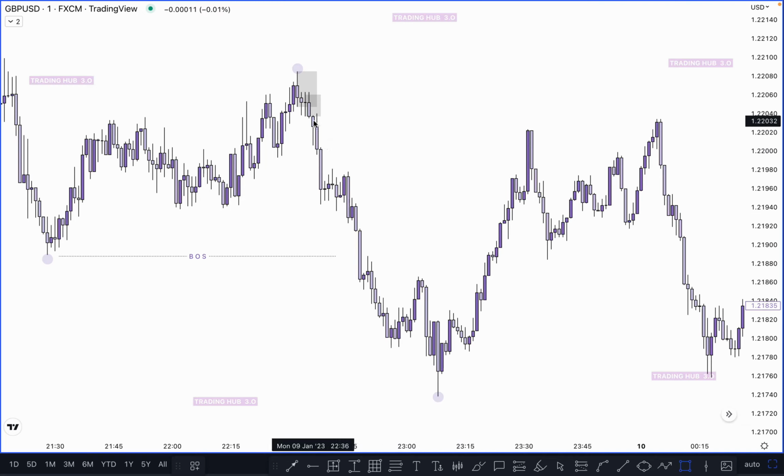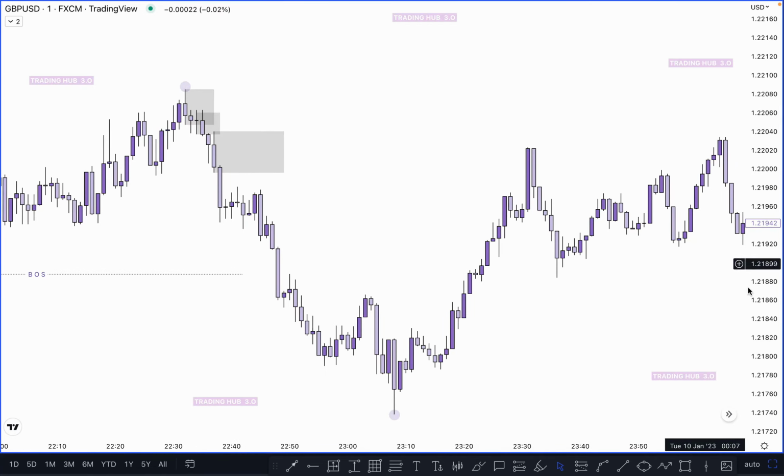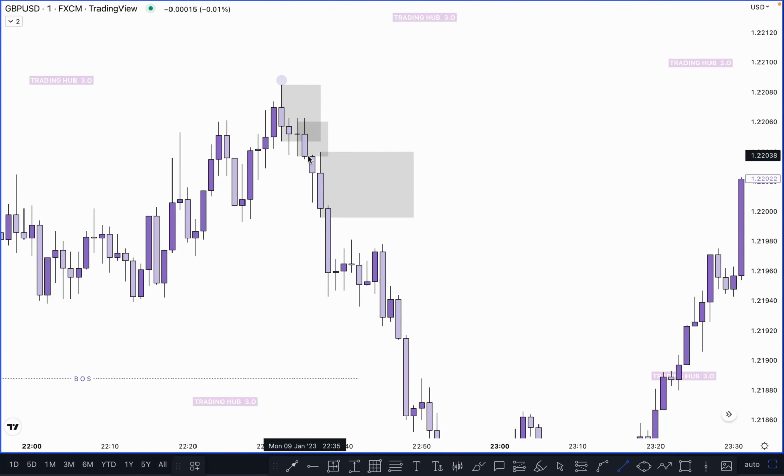This candle took out the previous candle high. It means this acts like our valid order block. Why? Because a proper imbalance is available here. Also, this candle took out the previous candle high. Let me show you exactly at this point. You can see here this candle high was taken out by this candle.